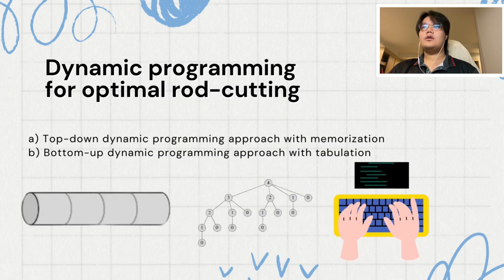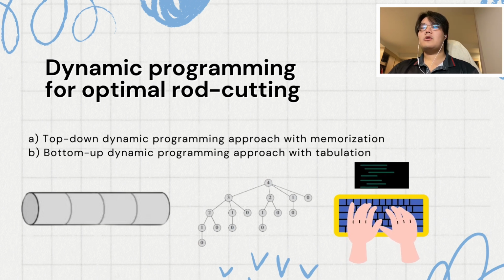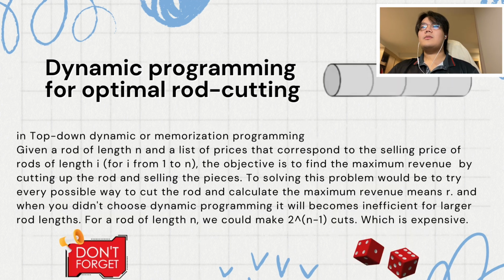Rod cutting algorithms have a top-down dynamic programming approach with memorization, and a bottom-up dynamic programming approach with tabulation. In top-down dynamic programming, or memorization, given a rod of length n and a list of prices that correspond to the price of rods of length i from 1 to n, the objective is to find the maximum revenue by cutting up the rod and selling the pieces.